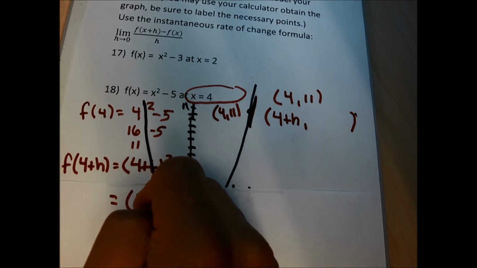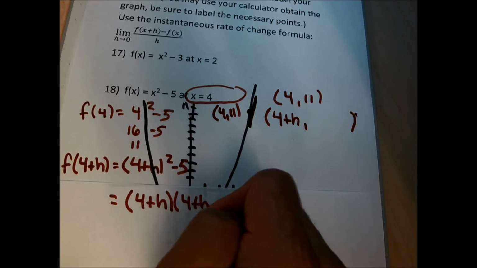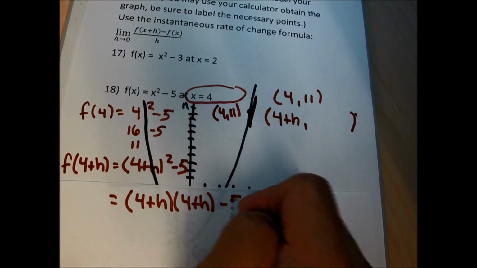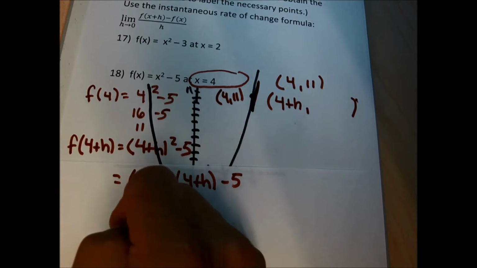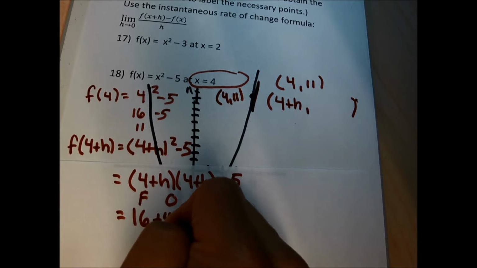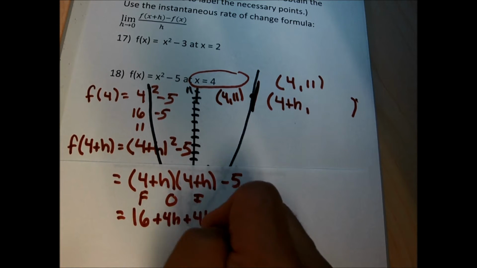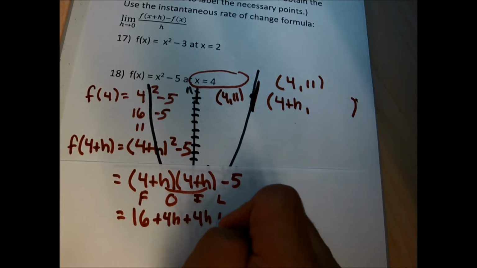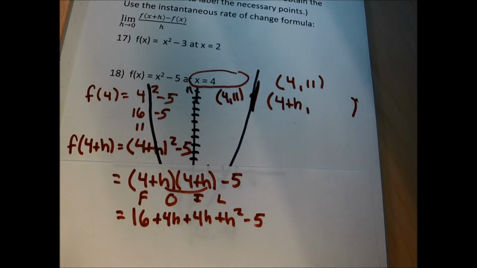Now I'm going to do the work. (4 plus h) squared is (4 plus h) times (4 plus h), and then the minus 5 stays. Now I'm going to FOIL this. Firsts are 4 times 4, which is 16. Outers are 4 times h, which is plus 4h. Inners are 4 times h, which is plus 4h. Lasts are h times h, which is plus h squared. So I get 16 plus 4h plus 4h plus h squared minus 5 for the second point's y-coordinate.